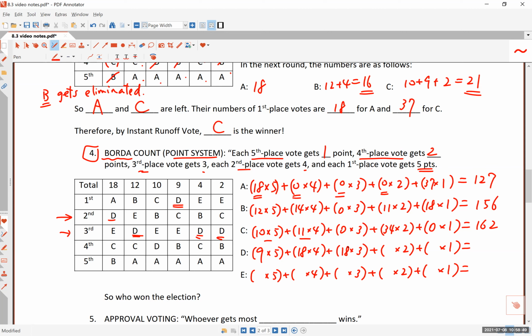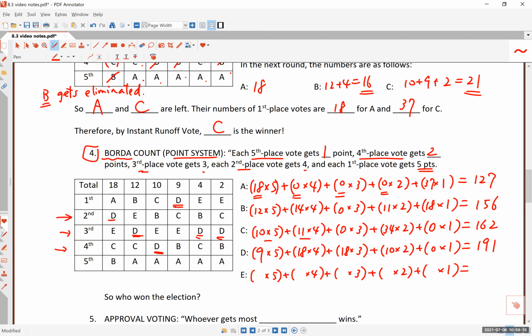D appears 10 times as fourth place votes, so 10 times 2, and then nothing, right? No fifth place votes for D. So you add up these 4 numbers, and D actually gets 191, and that seems to be a lot of points. Why does D have so many points?